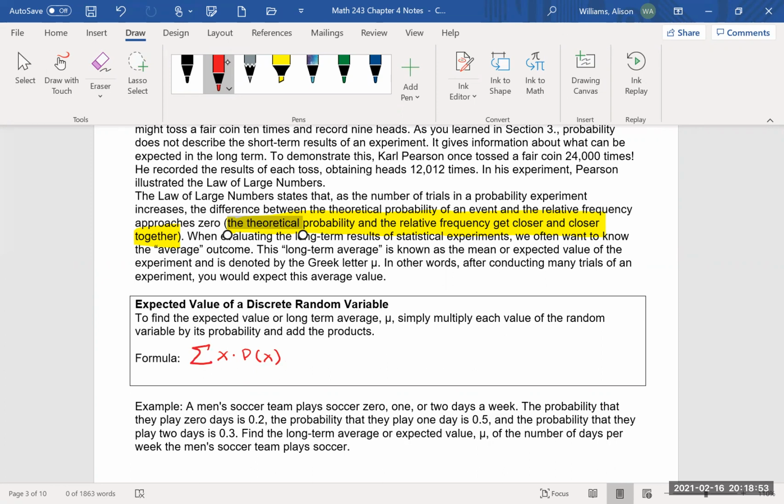Okay. So there's the formula we're going to use, and that's going to give us the mean, which is also called the expected value. So that phrase, expected value, what you expect the profit to be, what you expect the outcome to be. When you see that word expect, start thinking mean. They're talking about the mean of a discrete random variable. Okay, so let's look at an example.